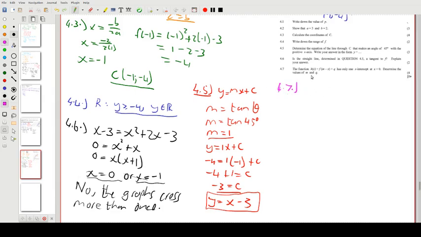4.7. Okay, the function h of x equals, I'm going to write this down in case you can't see, because this is probably quite important. So h of x equals f of m minus x plus q. Sorry for the bad writing. And they say this has only one x-intercept, and that is at x equals 0.